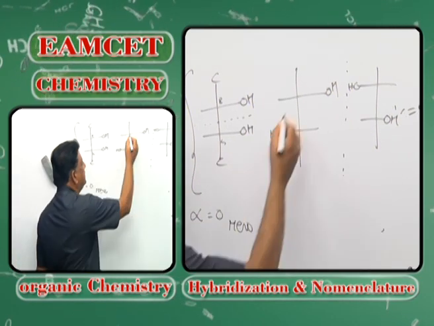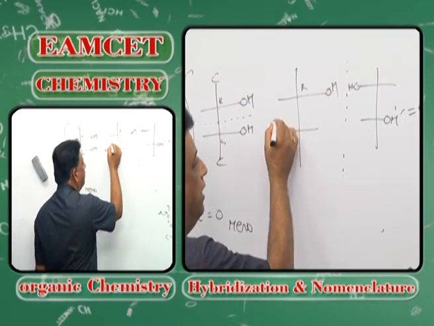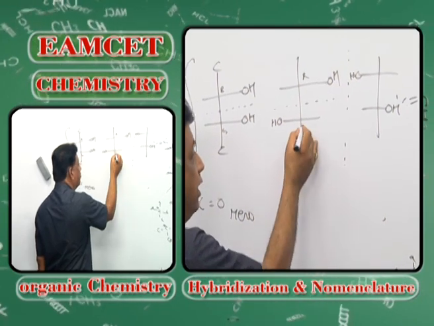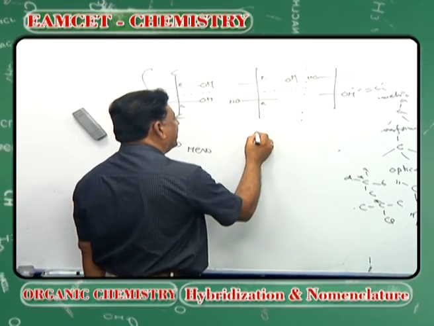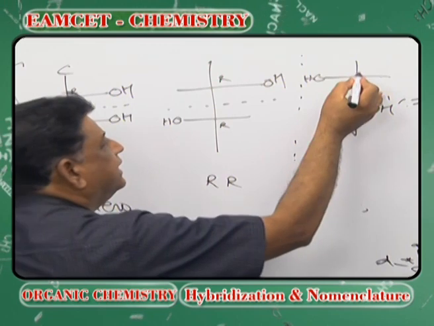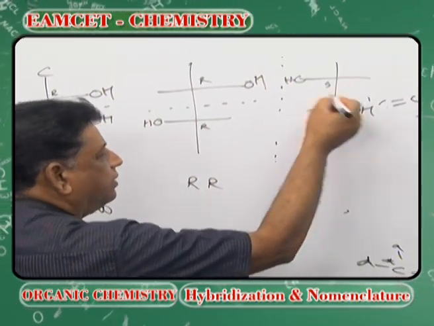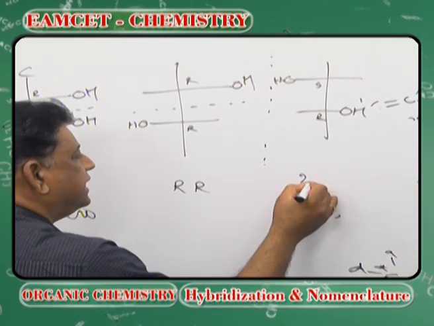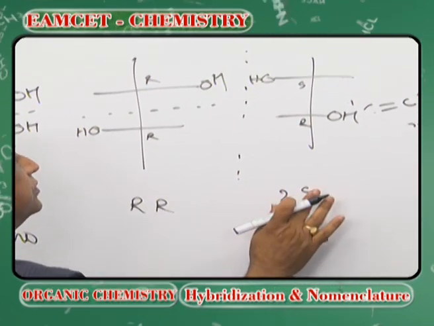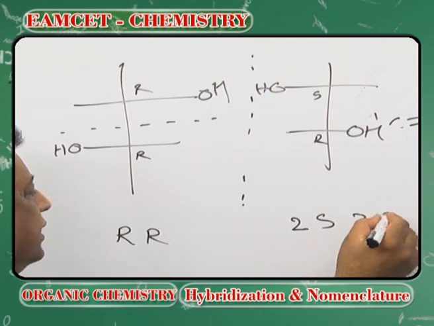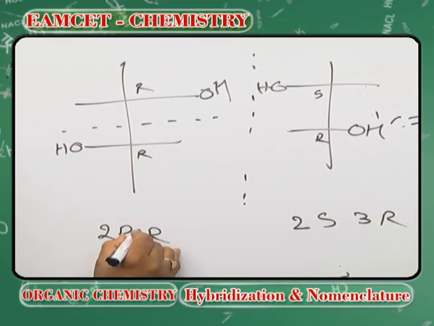So if this is R, this is not a mirror image. Therefore, this also happens to be R. This is RR, and this is a mirror image of this one, so it is S. Since it's not a mirror image, it is R. So S and R, 2S, 3R. This is 2R, 3R.